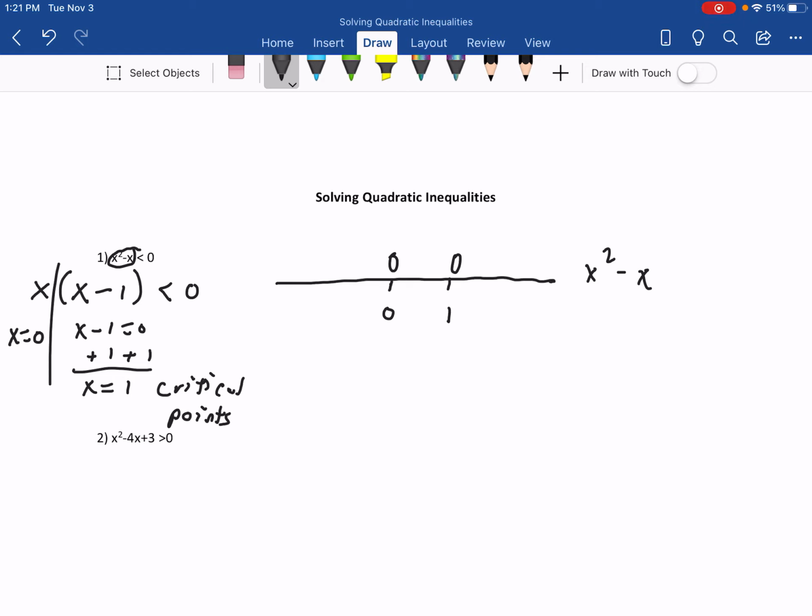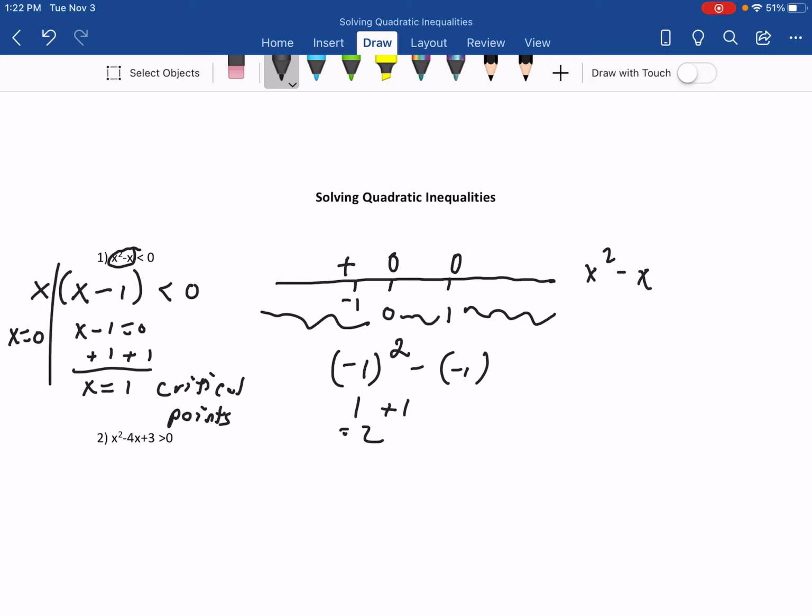Okay, so now I want to check the intervals between 0 and 1, and also left of 0 and right of 1. So I want to check down here, over here, and also over here in each direction from the critical points to see whether our expression is positive or negative at that point. Less than 0, of course, we're looking for when the expression is negative. So let's try left of 0. I'm going to try negative 1. So we'd have negative 1 squared minus negative 1, which is 1 plus 1, which is 2. So at negative 1, we're at positive.